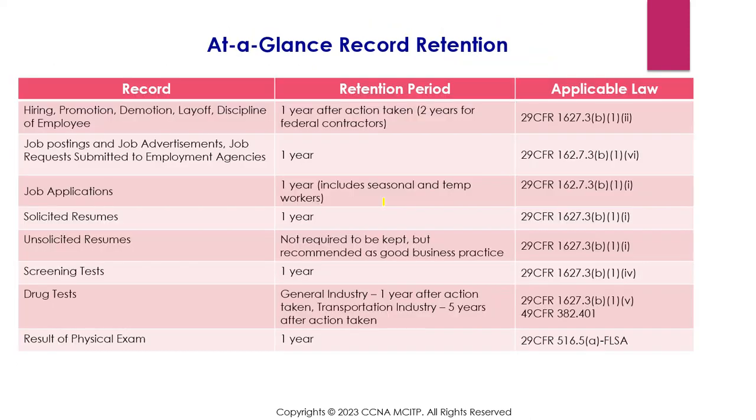Now we will move to the next one: record retention at a glance. You can see we have three columns here: records, retention period, and applicable law. For example, the very first one is hiring, promotion, demotion, layoff, discipline of employee. The retention period is 1 year after action taken, 2 years for federal contractors, and the applicable law is 29 CFR 1627.3. You can see the applicable laws in this last column.